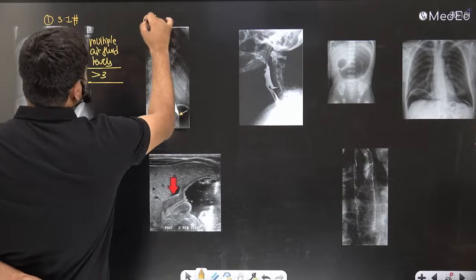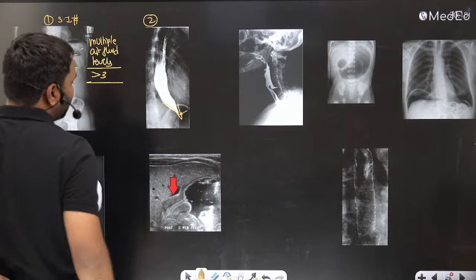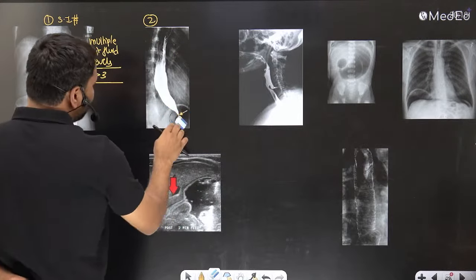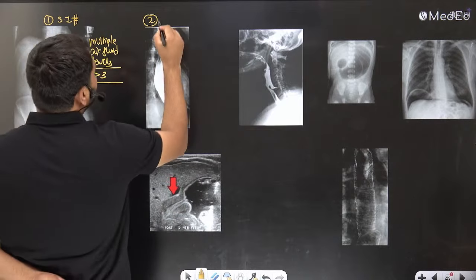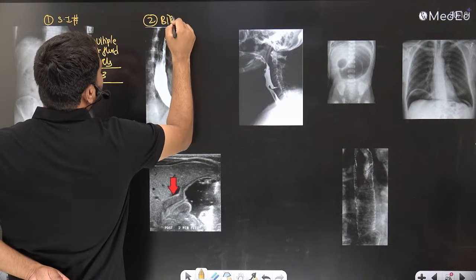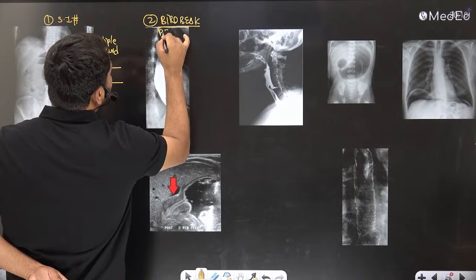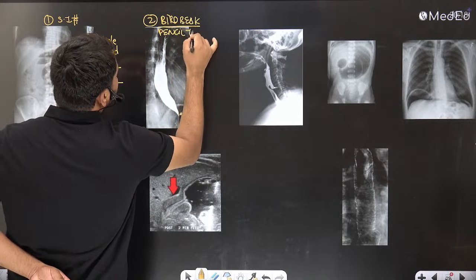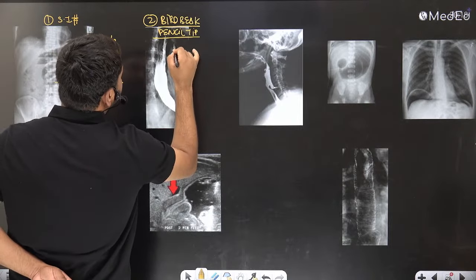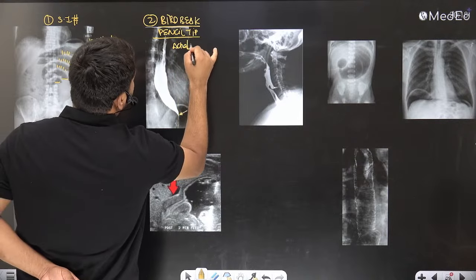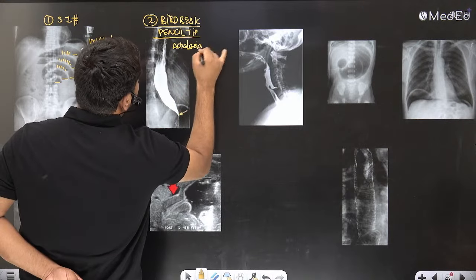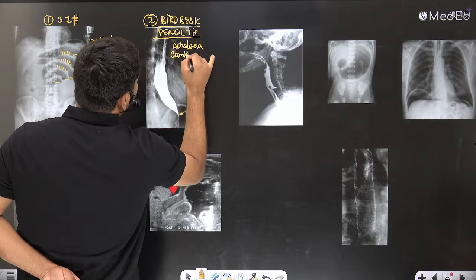Image number 2, you can see a nice component here. What is this? This is your bird beak sign. It is your bird beak appearance, or also referred to as the pencil tip appearance. Needless to tell you, this is your achalasia cardia.